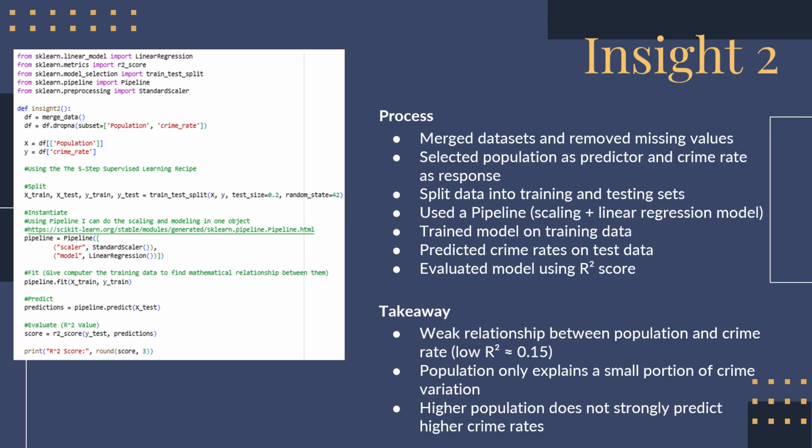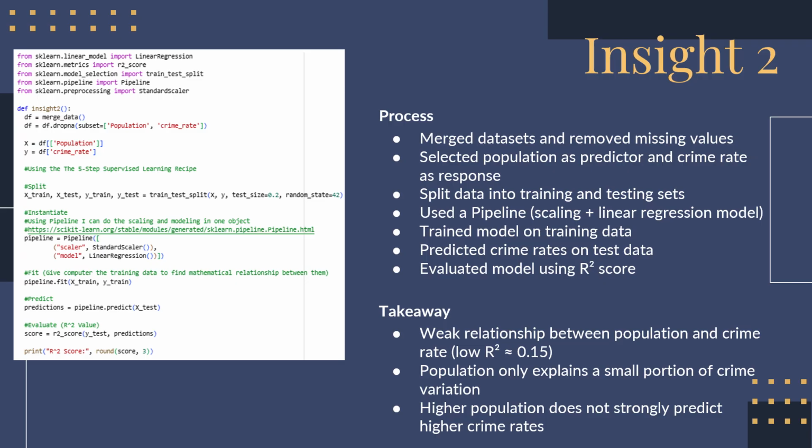Now for Insight 2, we first of all used the merged data from Insight 1 and removed all of the missing values. After this, we selected the population as the predictor and crime rate as the response. After splitting the data into training and testing sets, we used a pipeline.